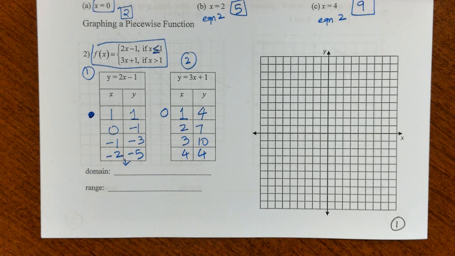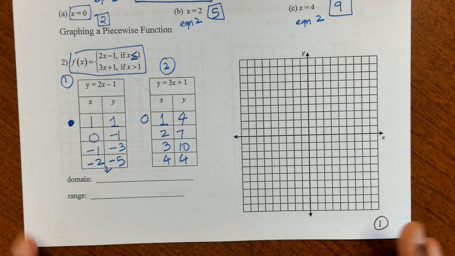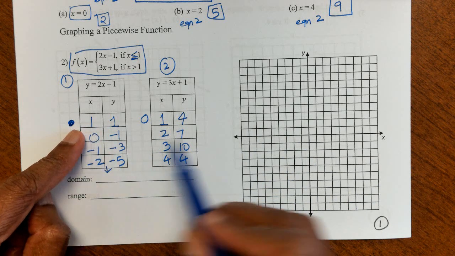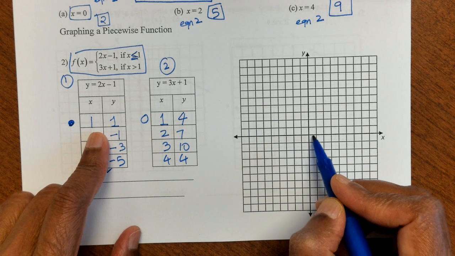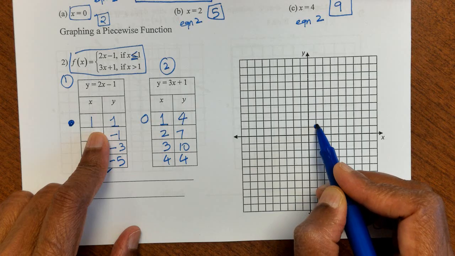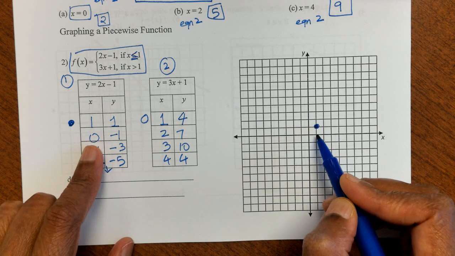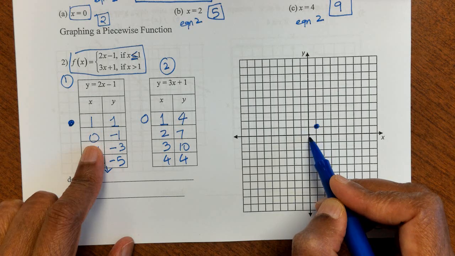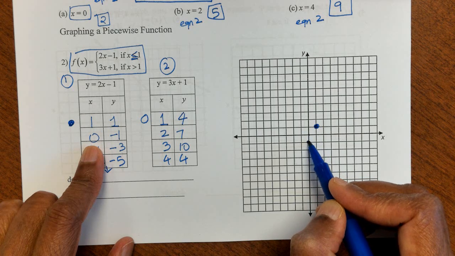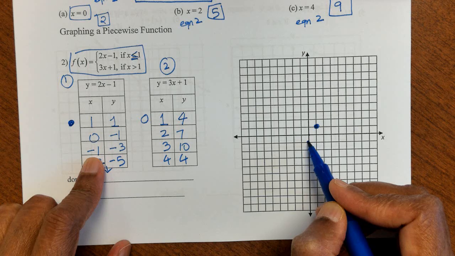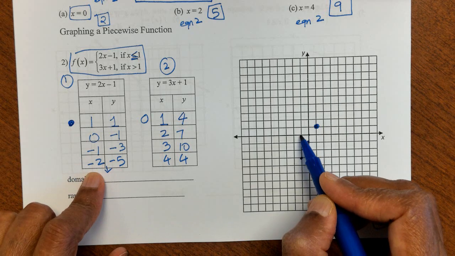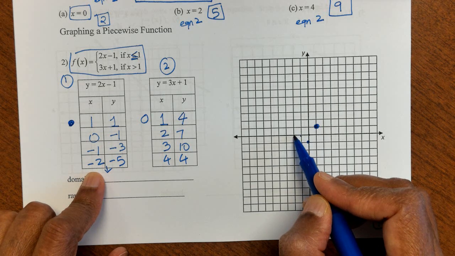Okay, now it's time for you to graph this. And then we will do the domain and range. So how do you graph this? Basically we will graph equation 1. So when x equals 1, y equals 1, and I'm going to put a closed circle. When x equals 0, y equals negative 1. When x equals negative 1, y equals negative 3. When x equals negative 2, y equals negative 5.